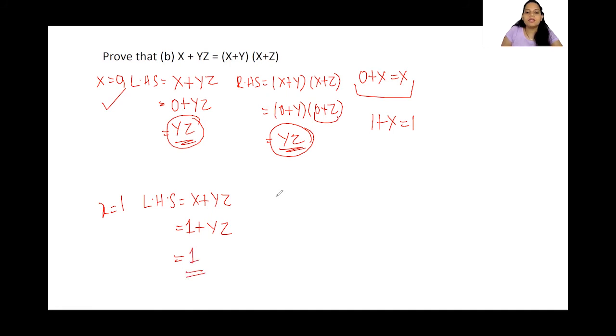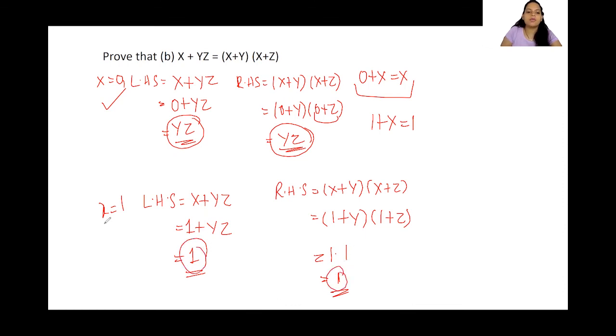Okay. So let me take the right hand side. Right hand side is saying (x + y)(x + z). So I'm substituting the value of x is equal to 1 in the place of x. I'm getting (1 + y)(1 + z). Now any variable, whenever it is added with 1, what will we get? 1 into 1, which is nothing but 1. So in both places, left hand side and right hand side, we are getting 1. Hence, we have proved this particular law for x is equal to 1 also. I hope this is clear to you all.